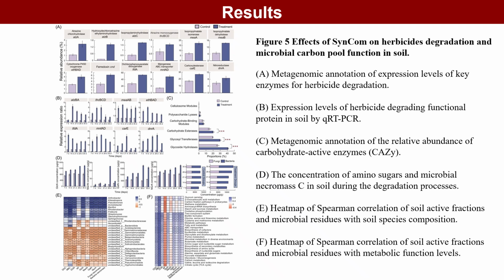Figure 5. Effects of SynCom on herbicides degradation and microbial carbon pool function in soil. SynCom treatment significantly increased the relative proportions of all 12 genes. The expression of all 12 herbicide-degrading proteins was also detected in SynCom-treated soil. In addition, carbohydrate-active enzymes annotation suggested that the SynCom treatment resulted in a significant increase in the relative abundance of genes associated with glycoside hydrolases, glycosyltransferases, and carbohydrate esterases.